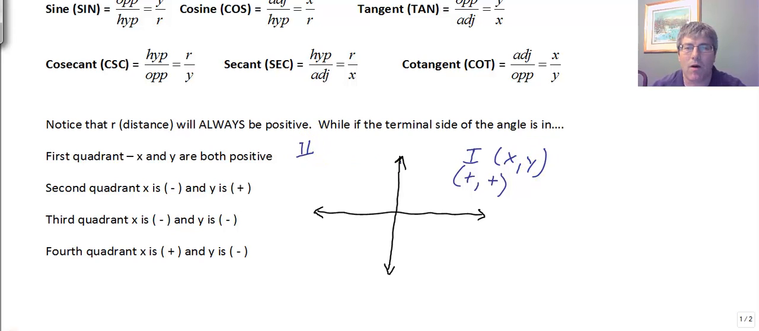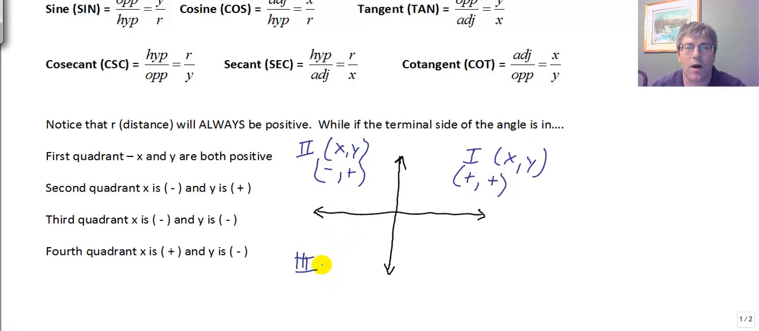In the second quadrant, our ordered pair is x, y, but x's in the second quadrant are negative, y's are positive. So this is going to be important for sine and cosine and tangent, because remember, sine is y over r, or cosine is x over r. So if x is negative, if we're in the second quadrant, that would make sine or cosine negative, depending on where you're working. And we'll do some samples.